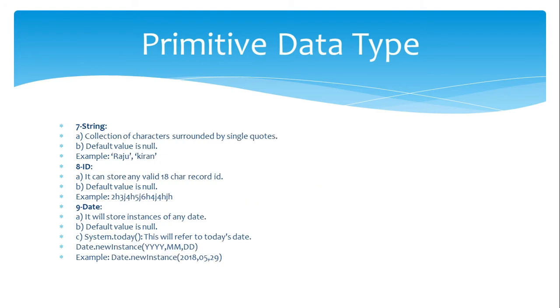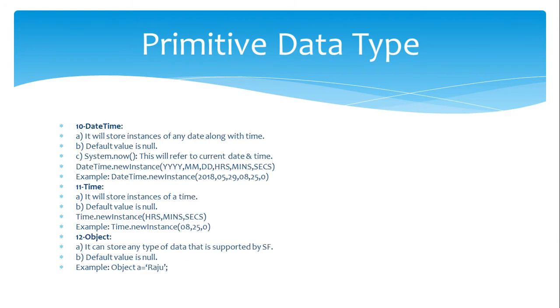String: a collection of characters surrounded by single quotes. Default value is null. For example, 'Raju'. ID: it can store any valid 18 character record ID. Default value is null. Date: it will store instances of any date. Default value is null. System.today refers to today's date. Date.newInstance takes year, month, day.